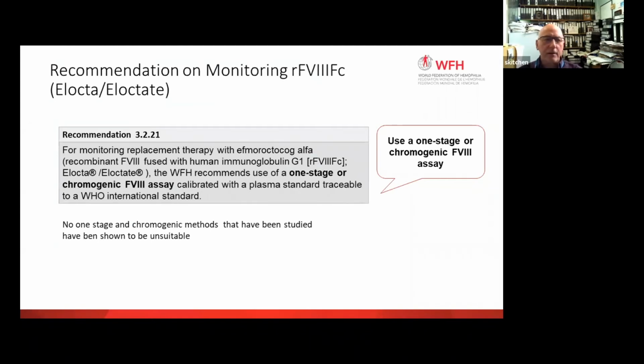And these kinds of data are what have led to this recommendation from the World Federation of Haemophilia that it's acceptable to use one-stage or chromogenic factor VIII assays for monitoring Eloctate. I haven't seen any evidence that any of our routinely available assays are unsuitable, so no important assay issues.